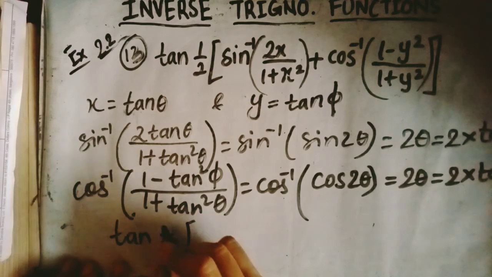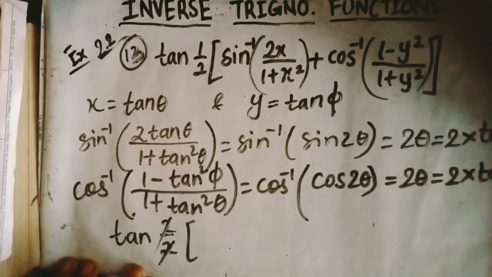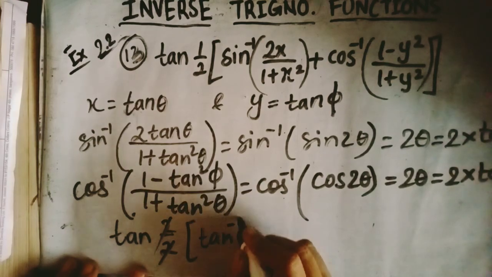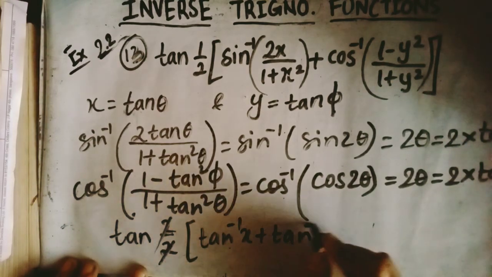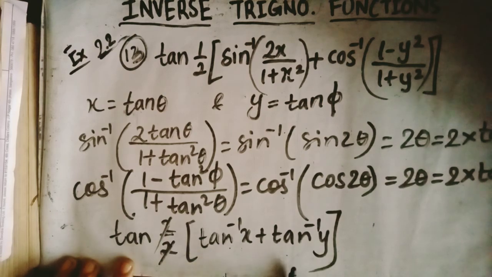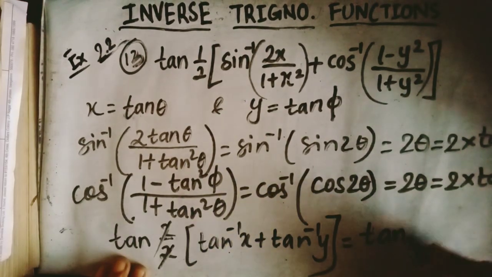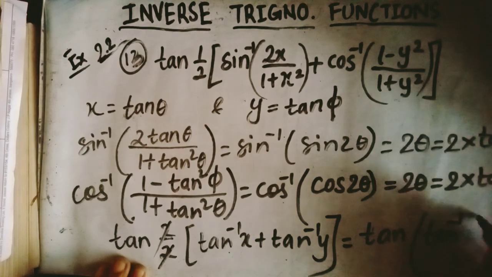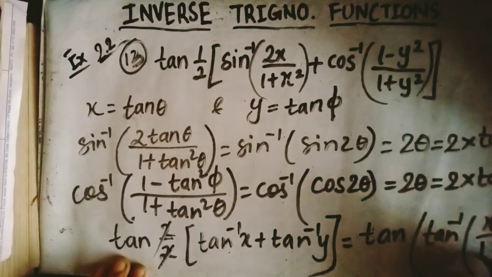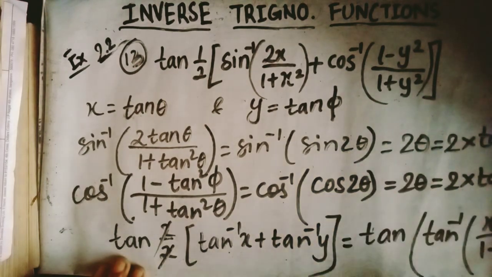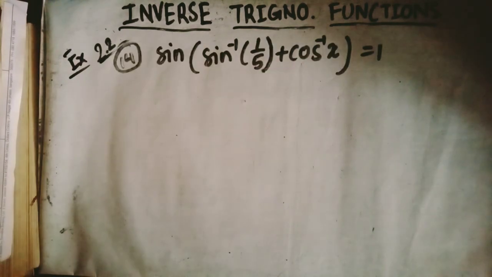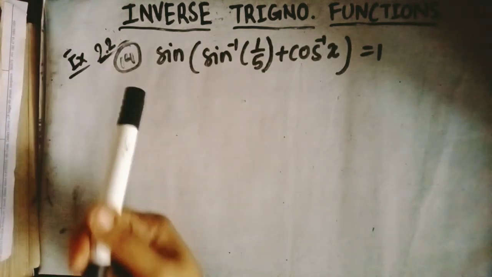So 2 I can take outside, so it will get cancelled with this half. So tan inverse of x plus tan inverse of y. So here you can use the formula tan inverse of x plus tan inverse of y. So you will get tan inverse x plus y upon 1 minus xy. So using the property you will get the final answer x plus y upon 1 minus xy. Okay. Next question is question number 14.